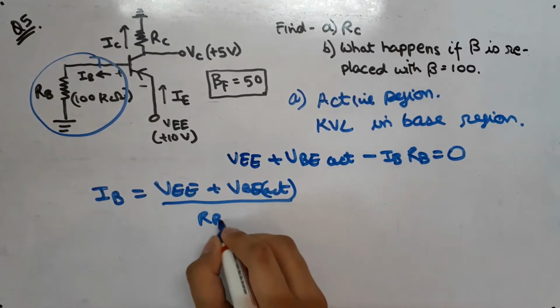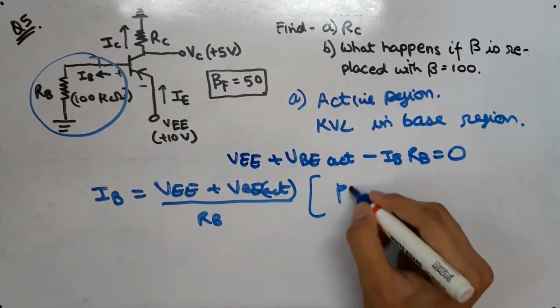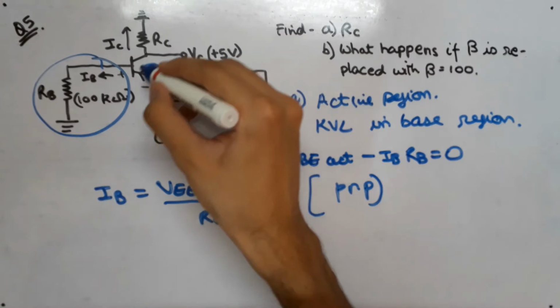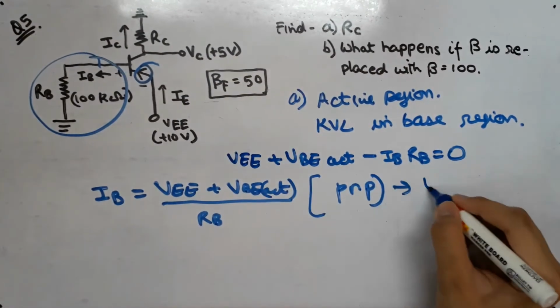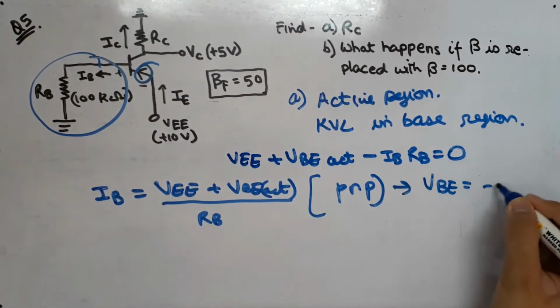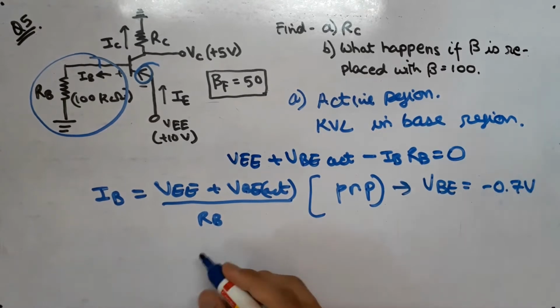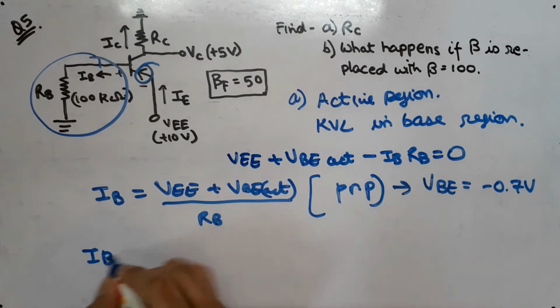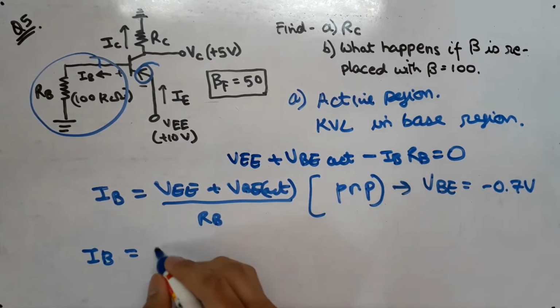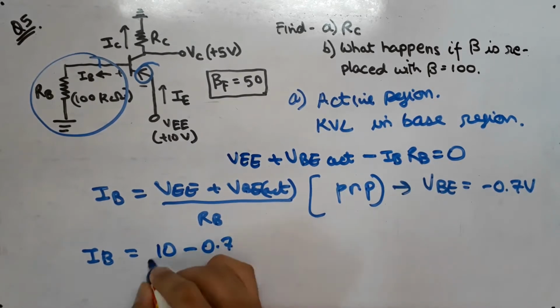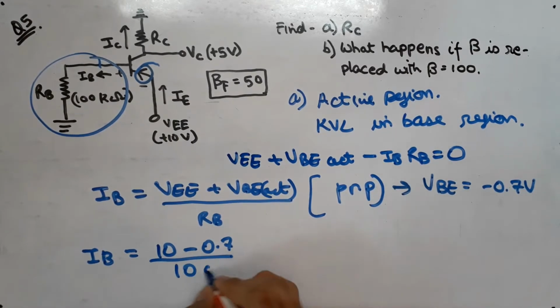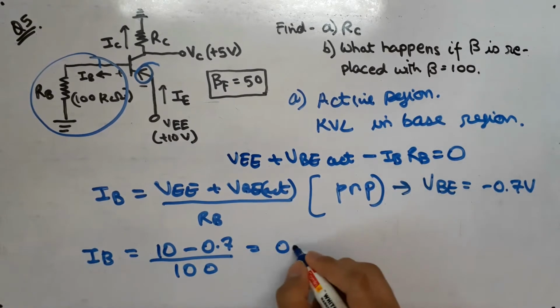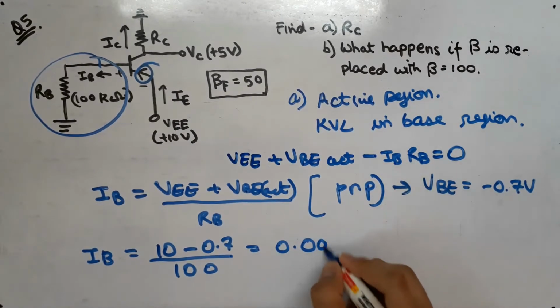We know that in a PNP junction diode, as you can see this is a PNP junction diode, the value of VBE is equal to minus 0.7 volts. So we will here simply put the values and get the value of IB, that is 10 minus 0.7 upon 100. This will come out to be 0.093 milliampere.